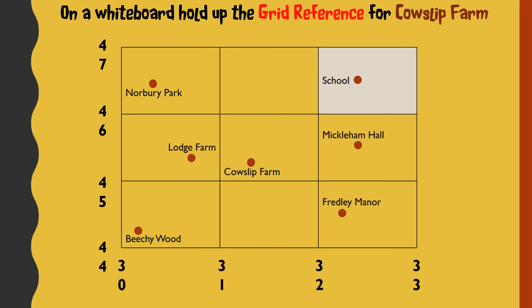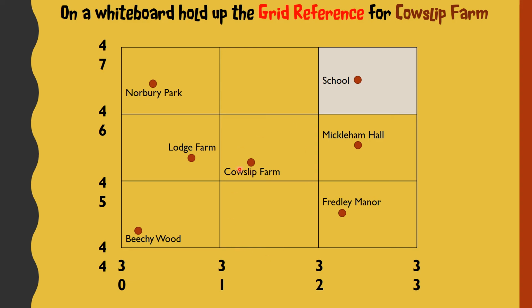We've now got something that might be a little bit like a map, and it's got lots of different locations on it. We're going to have a go at using those grid references to say this is the square we are in. The first one we're going to have a go at is Cowslip Farm. The first thing, identify your easting, so the numbers along the bottom. We can see it's not in this square, so it can't be starting with 30. It's in this column, so it must start with 31.